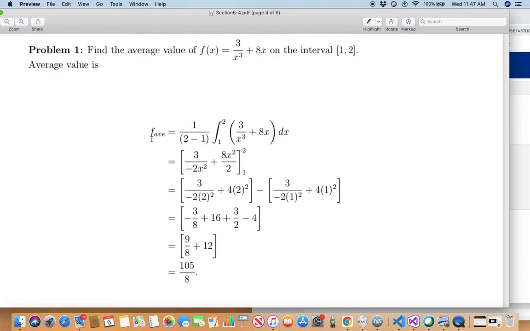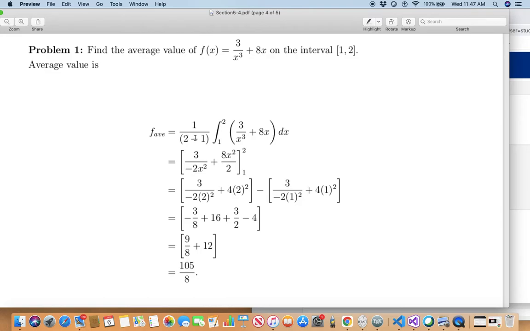The average value of a function is 1 over the length of the interval, that is 2 minus 1, times the integral from 1 to 2 of (3/x³ + 8x) dx. It's a simple 1 over the length of the interval, times the integral from the limits of your original function. The rest is straightforward. You are looking for the antiderivatives, that is the integrals, with the limits, applying them to the limits 1 to 2.